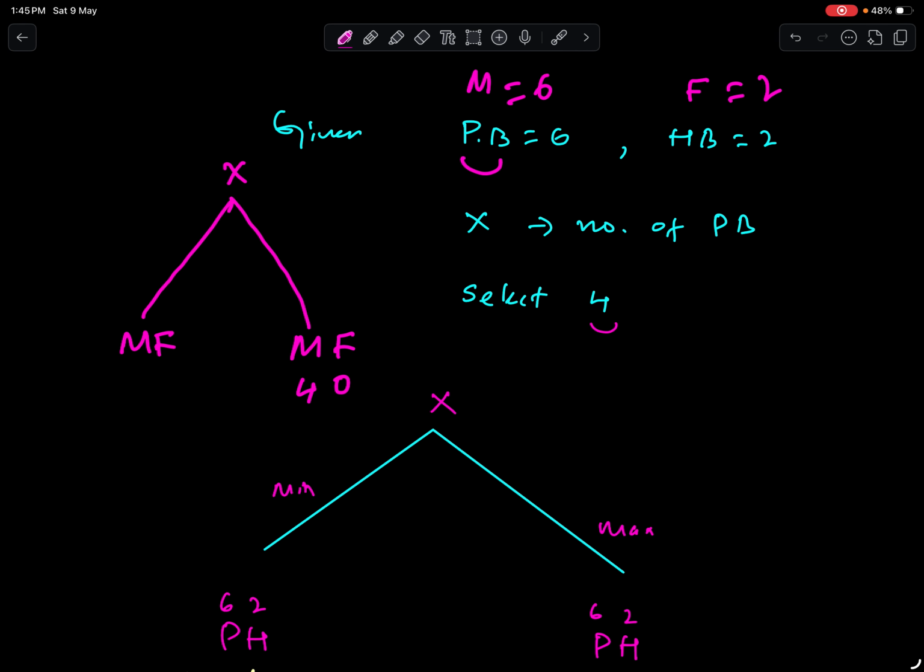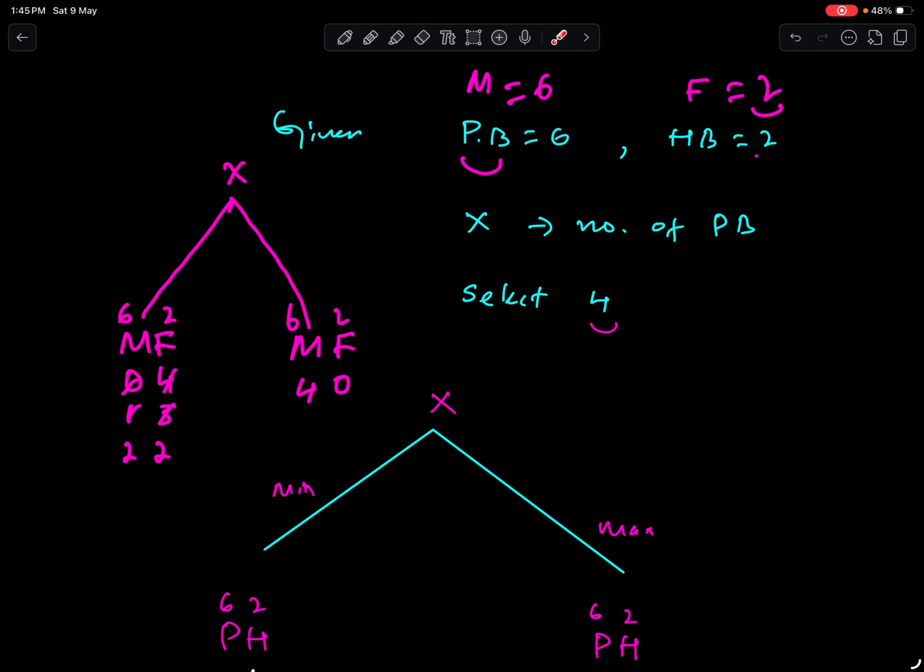If we try to take 0 male, no male, then we must have 4 females, but here we have just 2 females. This total is 2, this is 6, 6, 2. So this is not possible, 0 and 4. So try to keep 1 male with 3 female, not possible. So at least, or minimum, we will have 2 men and 2 females.